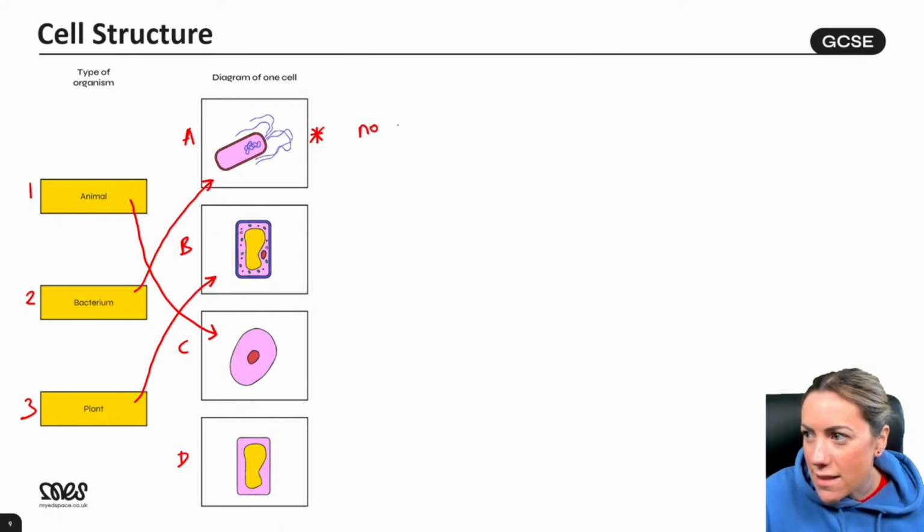Right, no nucleus. Lots of you are saying no nucleus. It's got a loop of DNA or circular DNA.